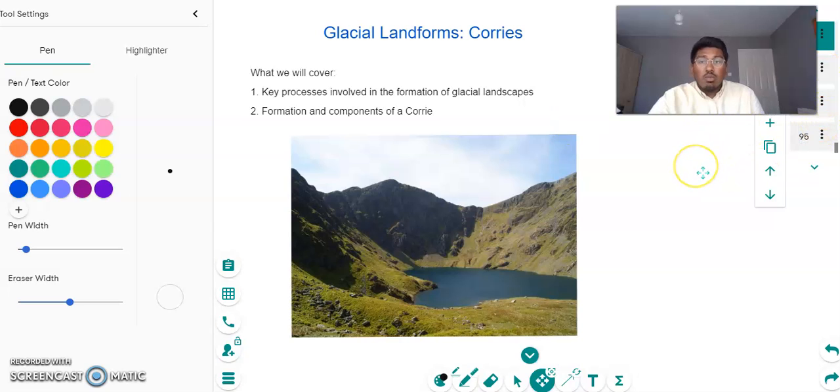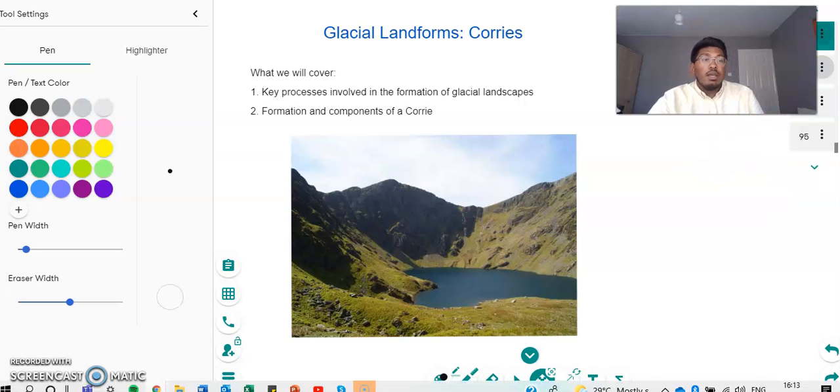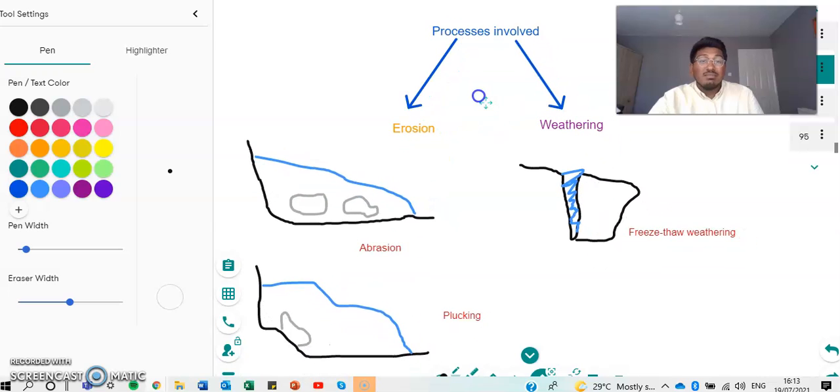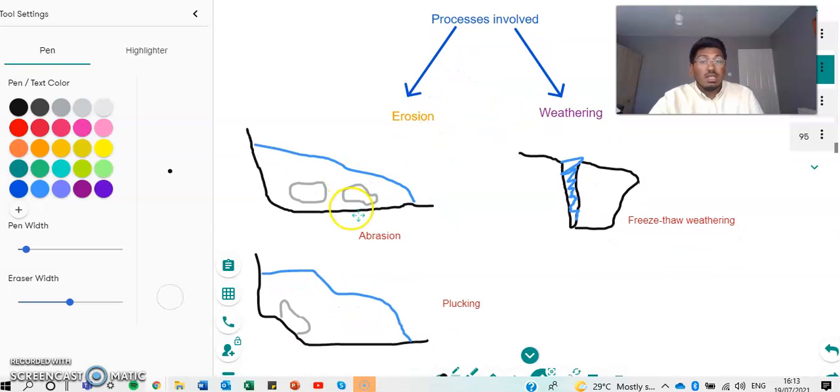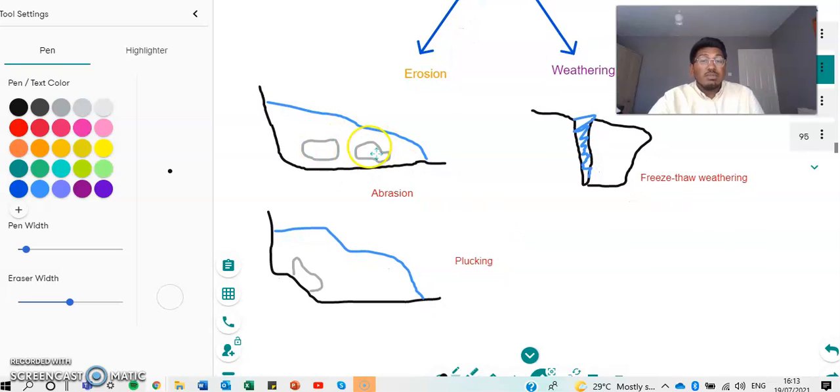So before we move on, we need to understand the key mechanisms by which corries and other glacial landscapes are formed. Does anyone know or has anyone heard of any of these mechanisms? Great, exactly. So the two main types are weathering and erosion. Now, this can be split a bit more into three different processes, and that's what we'll cover in a bit more detail. So the first is abrasion.